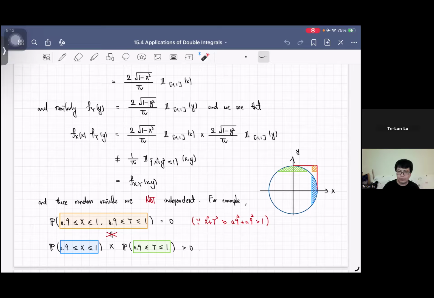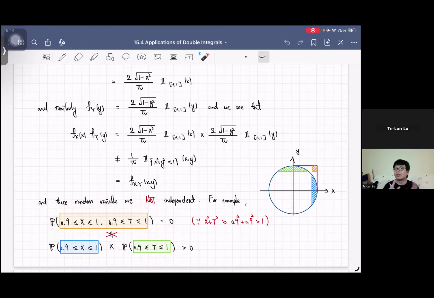However, independently, if we compute the probability of x being within 0.9 and 1, then we're actually calculating every point here, right? And the same thing happens for y. The probability of y being within 0.9 and 1 is the area of this part divided by the area of the whole circle. And these two events are always possible, right? It's possible for x to be larger than 0.9 and y to be larger than 0.9. However, they cannot happen together. That is the point. So we see that these two probabilities are positive, so obviously the product will be positive. However, the probability of the joint event is 0.